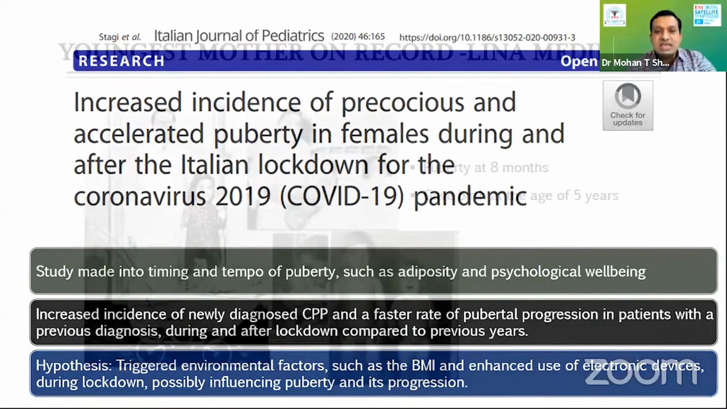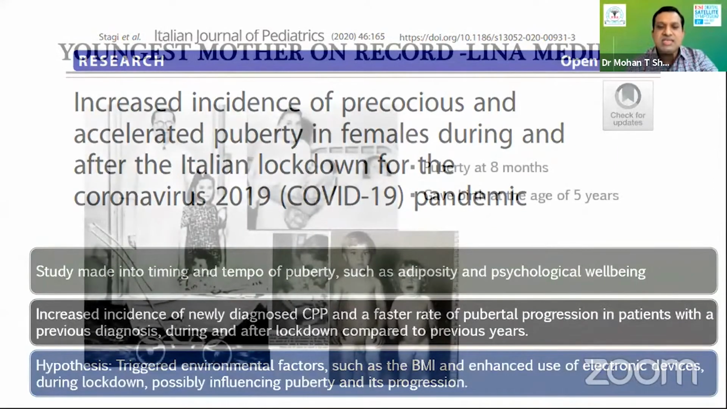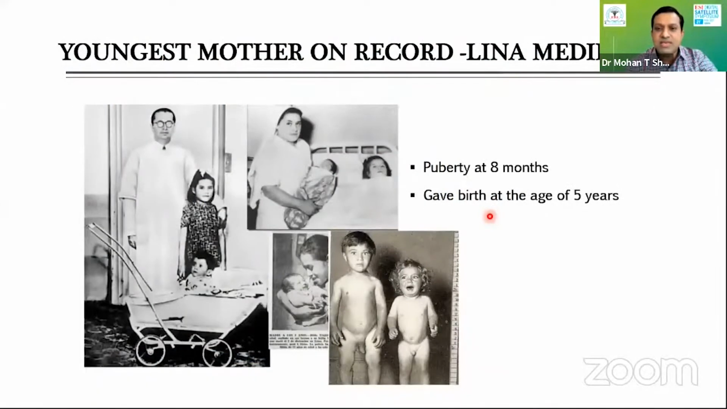So, historically, the youngest mother on record, we definitely want to avoid this in our practice. But this is the first on record, with puberty at 8 months, who actually gave birth at the age of 5 years. This is a very historical description, not a very important thing as well.